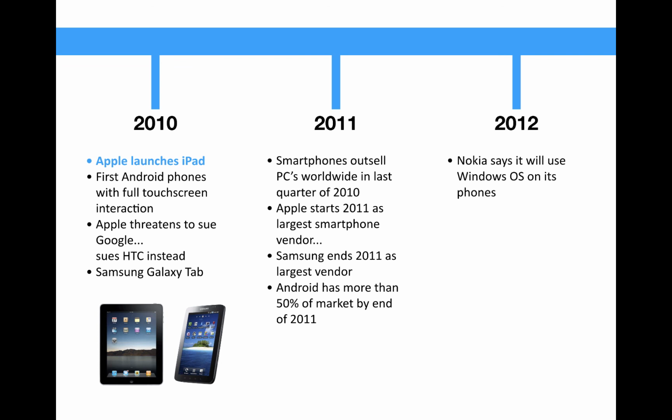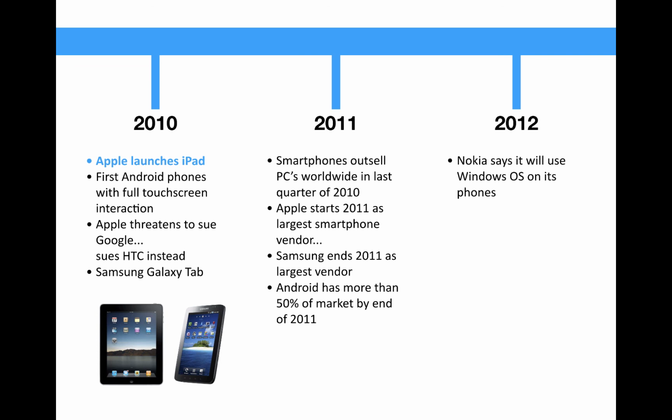At this point, Nokia has already sued Apple, and Apple has already brought a countersuit against Nokia. Eventually, Microsoft will sue Motorola, Apple will sue Samsung, Motorola will sue Apple, and Oracle will sue Google. But that's a whole different kind of history. Near the end of 2010, Samsung releases the Galaxy Tab, a 7-inch tablet running Android. And it turns out that in the last quarter of 2010, smartphones actually outsell PCs worldwide.